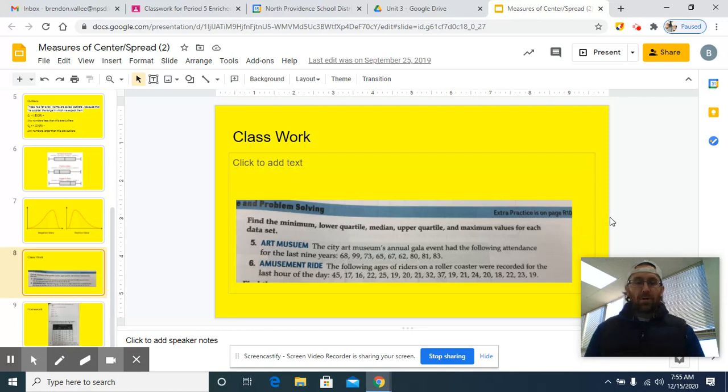Okay, so for your classwork, you're going to first find the median, then find the upper and lower quartiles. And it's asking for minimum and maximum values. It's just what's the highest number, what's the lowest number. That's all. Okay.